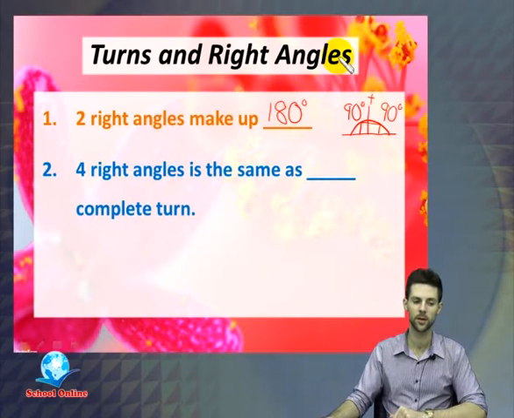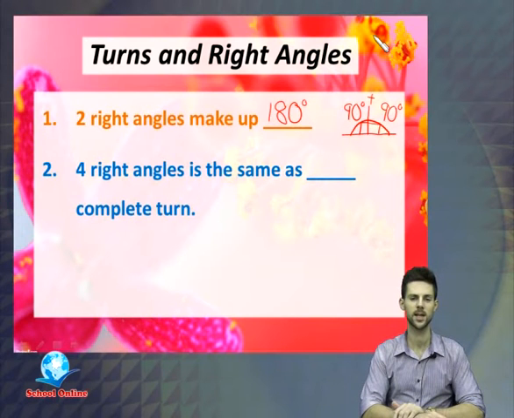Question 2. 4 right angles is the same as what complete turn? 4 right angles.